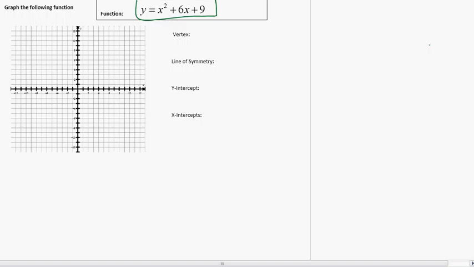So I'm going to help you put this equation, which is in standard form, into vertex form, we'll call it, to help you identify the vertex of the parabola, and then from there graph the rest of the parabola. So I have y equals x squared plus 6x plus 9. And so I'm going to factor that. Well, actually, I'm going to complete the square.